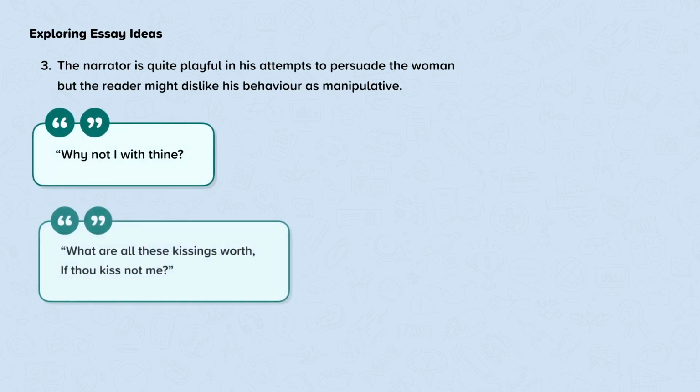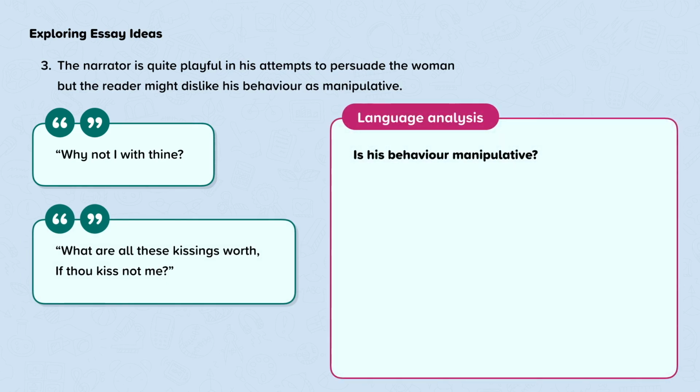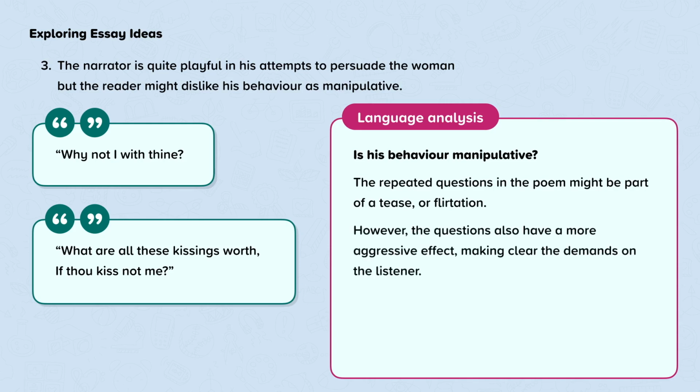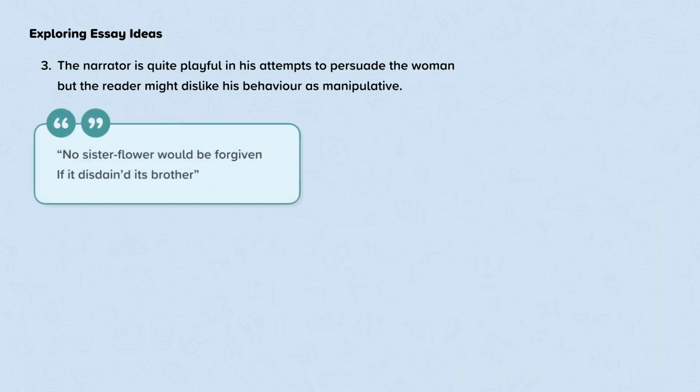Let's look at two more key quotations from this poem. Why not I with thine? And what are all these kissings worth, if thou kiss not me? Is his behaviour manipulative? The repeated questions in the poem might be part of a tease or flirtation. However, the questions also have a more aggressive effect, making clear the demands on the listener. These repeated questions can seem quite forceful, perhaps reflecting how the speaker feels justified in forcing his desire upon the listener. Let's look at another key quotation.